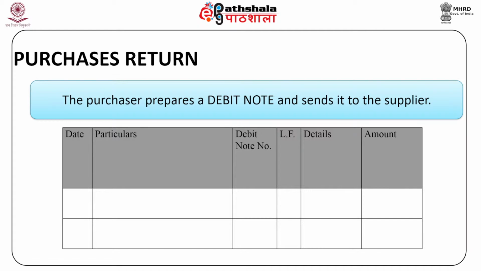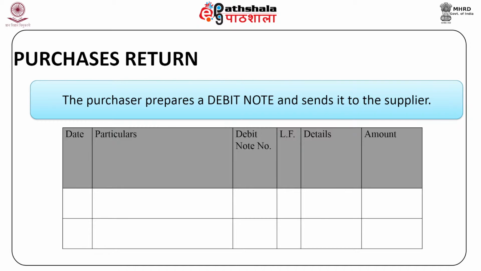In all these cases, the purchaser prepares a debit note and sends it to the supplier. It is so named because on such basis, the account of supplier is debited. This day book is prepared in this manner. The purchases returns day book is totaled at the end of each period.